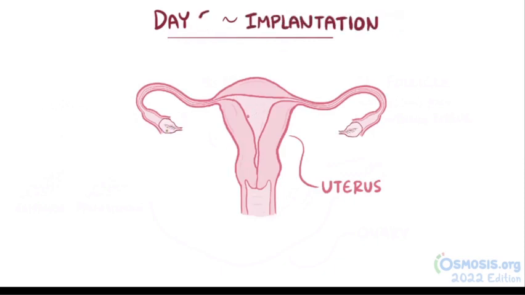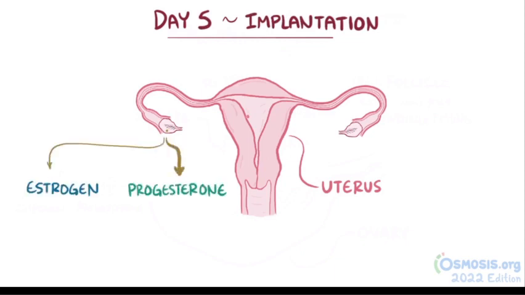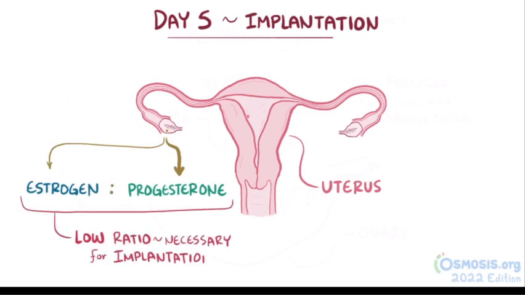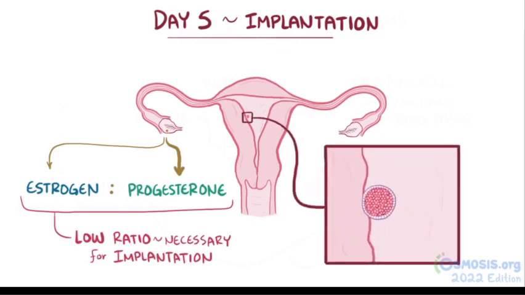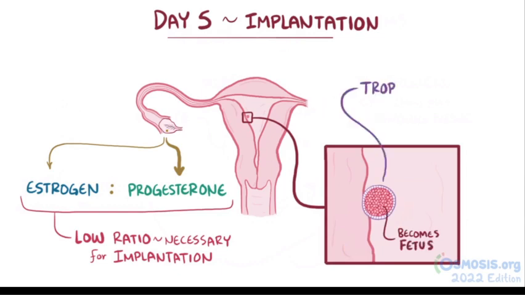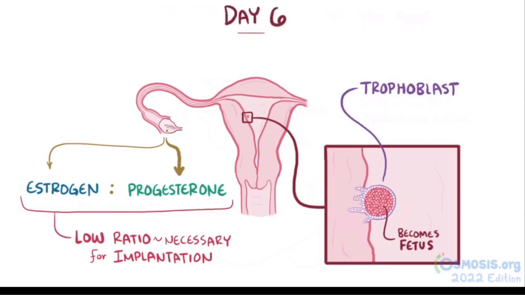implant on day 5. Around this time, the corpus luteum makes a lot more progesterone relative to estrogen, and the low estrogen to progesterone ratio is necessary for implantation. At this early stage, there are 2 parts to the blastocyst, an inner set of cells that go on to become the fetus, and an outer set of cells called the trophoblast that burrow into the endometrium on day 6 and eventually develop into the fetal part of the placenta.